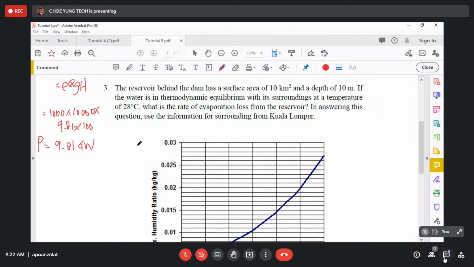So when you want to calculate the evaporation loss, you need to know the wind speed. You need to know the relative humidity ratio. And this you can get from the information of Kuala Lumpur. You can just Google that. Okay, humidity at Kuala Lumpur or wind speed at Kuala Lumpur. Then you can get it. Okay, let's do it together. Okay, wait, I show you the lecture note. What I wanted to say just now.